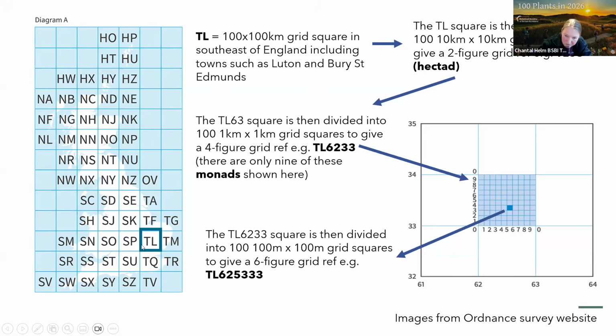Okay, so if I then zoomed into one of those 10 by 10 kilometer grids, that would then be a 2-digit grid reference, also known as the hectad, which we saw before, 10 by 10 kilometers. Now, if I took each of those 10 by 10 kilometer grids and divided it again, 10 horizontal lines and 10 vertical lines, I would get 100 1 kilometer by 1 kilometer grids. Okay, and those would be a 4-figure grid reference, and that's how you'd represent it.